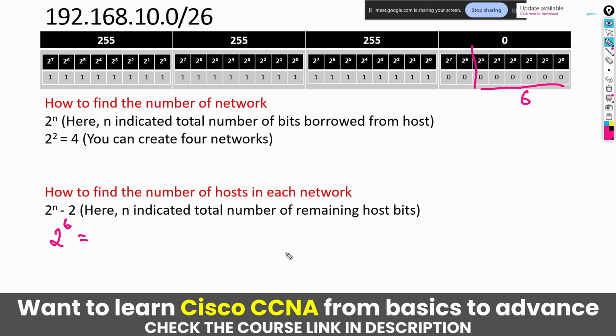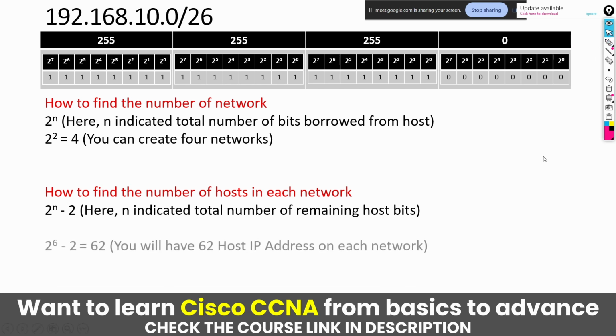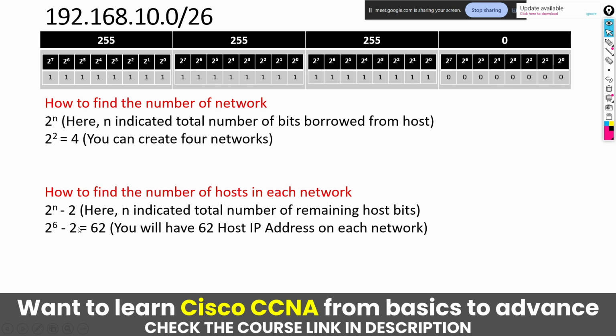64. 2, 4, 8, 16, 32, 64. Correct? It will become 64. 64 minus 2 equals 62. On each network, you will get 62 addresses that can be assigned to the end devices. Getting my point? Good. Now tell me why we are subtracting 2 here. What is the reason behind this? Because the first is the network ID and the last one is the broadcast ID.